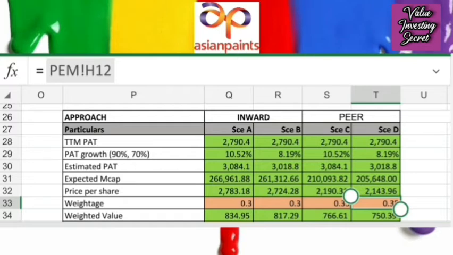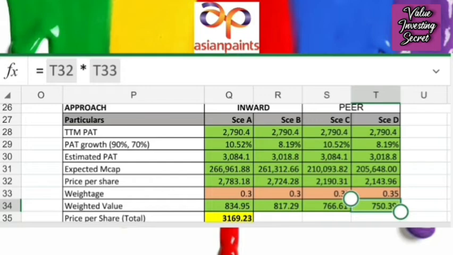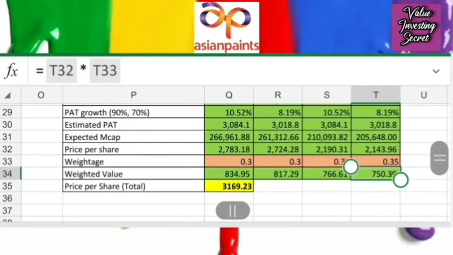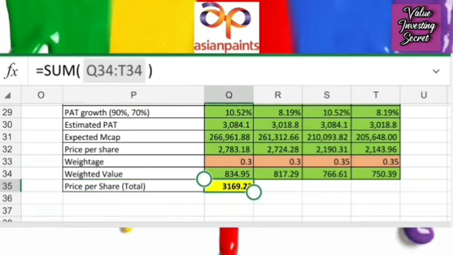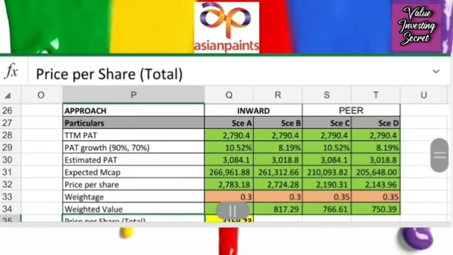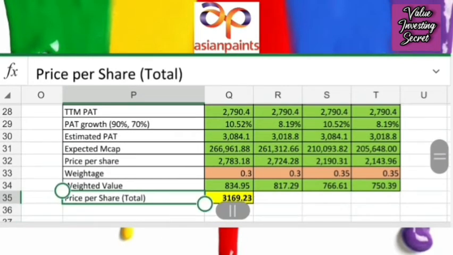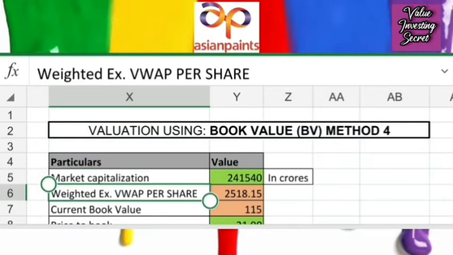It is always good that the company is growing much better than its peers. So to balance the value in the peer approach, I have given more weightage than the inward approach. So the total weighted values are added to get the final price using the PE method. So in this method I got 3,169.23 rupees. Now I am going to show the fourth method, that is the book value method.